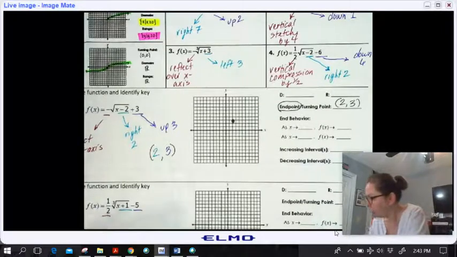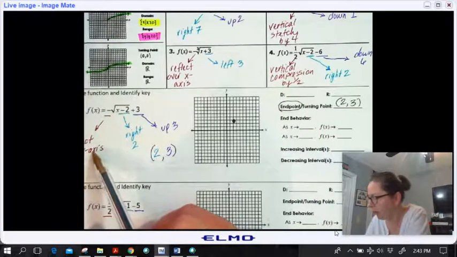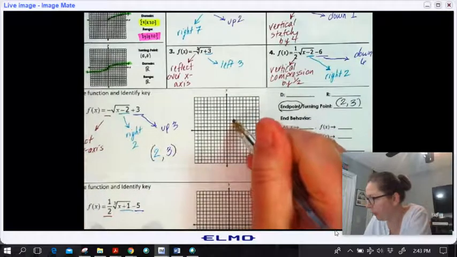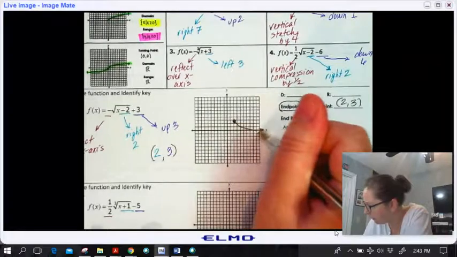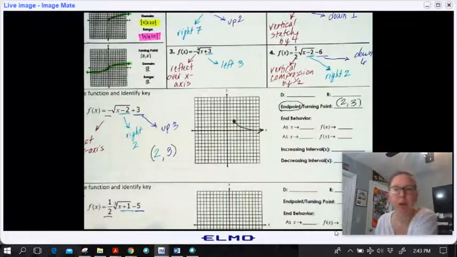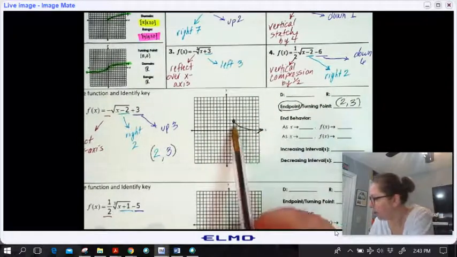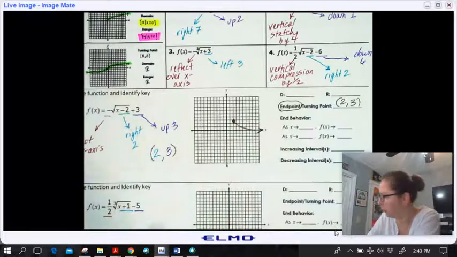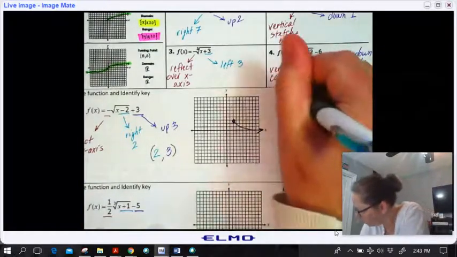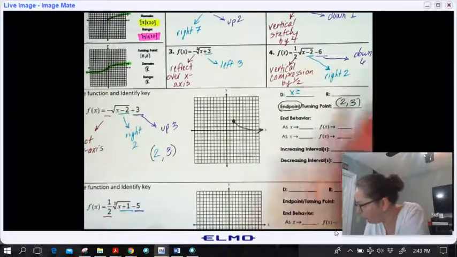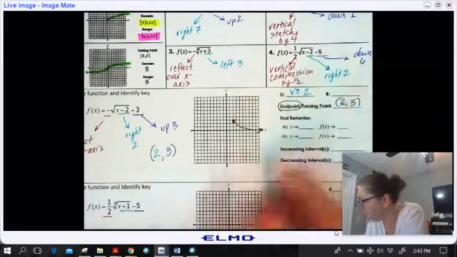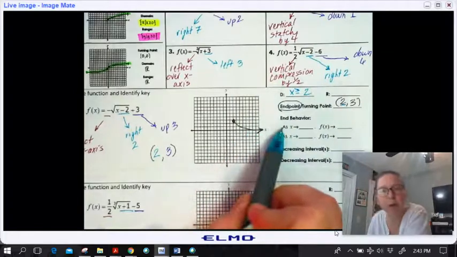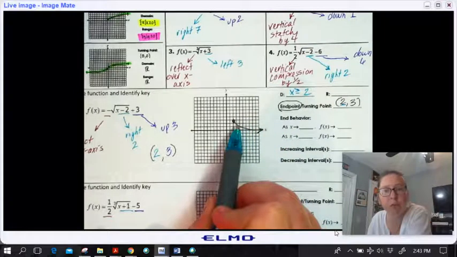Because this is a reflection over the x-axis, instead of going up and to the right, this is going to go down and to the right. And so my domain, my x values, are going to be greater than or equal to 2, because the x values are going in the positive direction starting at 2.